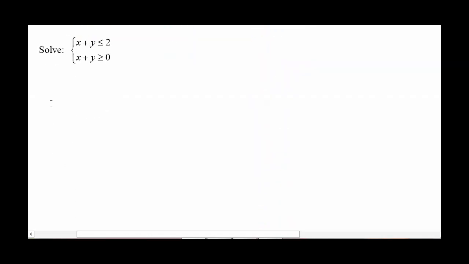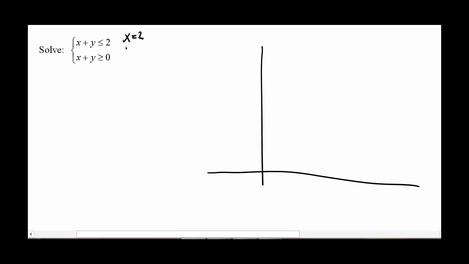Okay, in the next example, same process. So first, figure out where it crosses the x and y axis. So if I find the intercepts, plug a 0 in, sorry, evaluate it at 0. So I get x equals 2 and y equals 2. So same as last time.